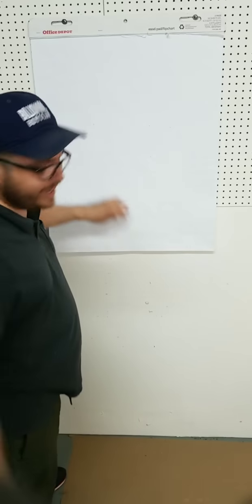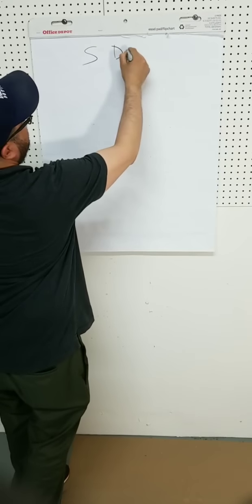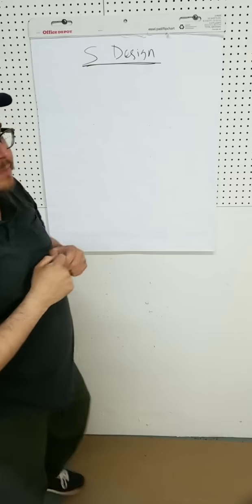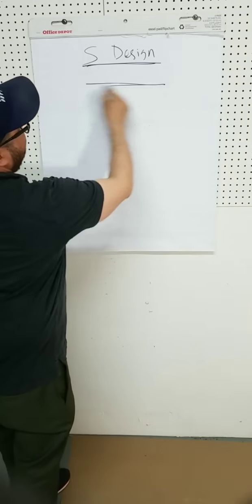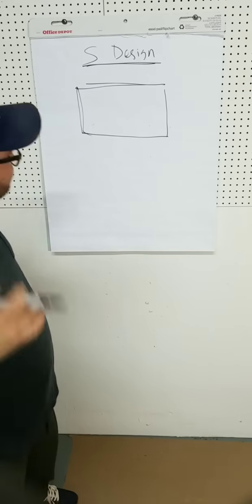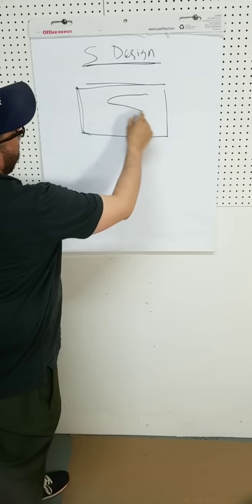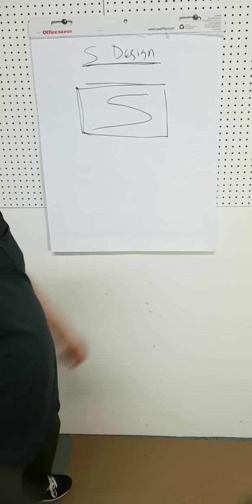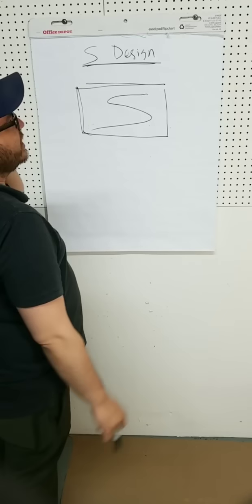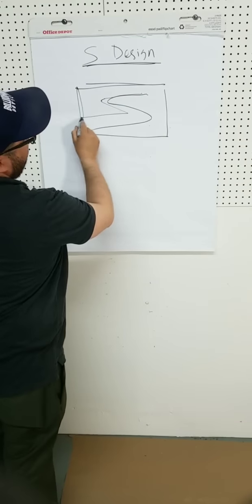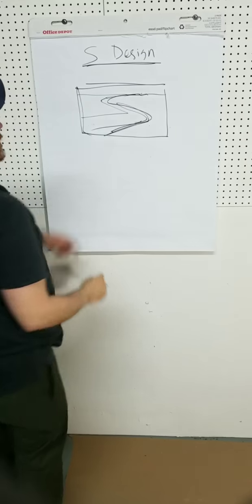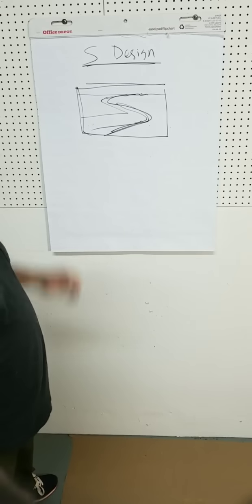Okay, the fourth one is the S design. And what this is, is really very literal. Most of these are very literal. The S design is exactly what it is. We're going to draw an S right here. That's all you have to do. So where would this work? Well, all you really have to do is do something like this. And that's it. There is your composition.